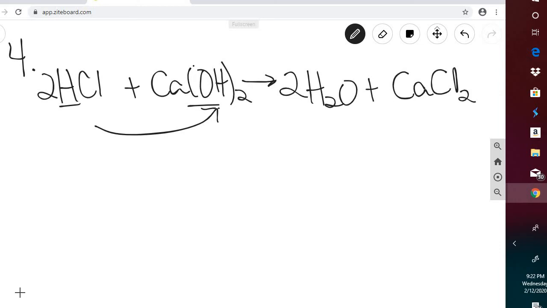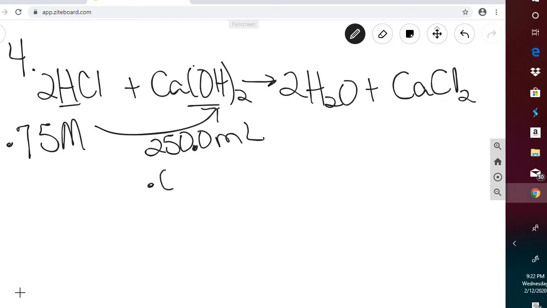Okay, so now the information that we are given is that we have a 0.75 molar solution of this, and that's all we're told about that. Then we have 250.0 milliliters of this, and it is a 0.010 molar. So again, we're told information about one thing, asked to find something else, so we have to do stoichiometry, and that requires us to get to moles.